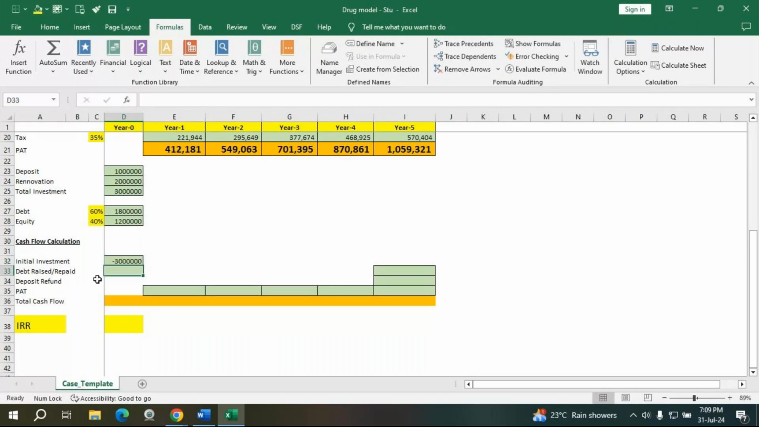And the debt raised, I'm receiving the debt. So that is 1 crore 80 lakh rupees. And what they are telling, I raised and I'm repaying that debt amount, so minus, I'm repaying means money is going out of my pocket. This one, deposit refunded. So this 10 lakh deposit, whatever I have paid, I'm going to get it back, equals 10 lakh. Then profit after tax, I'll bring it down. So here equals sum of.